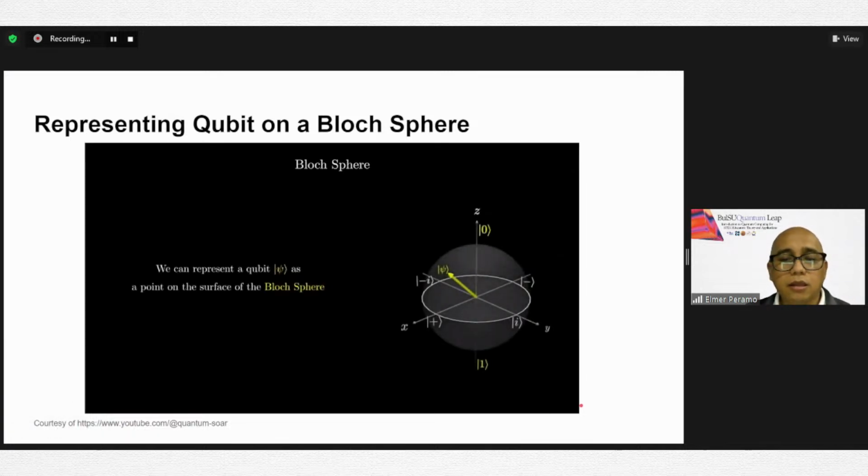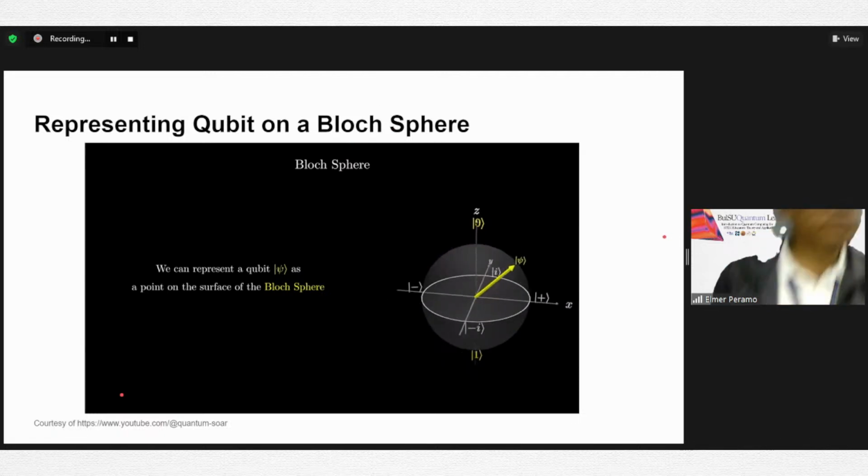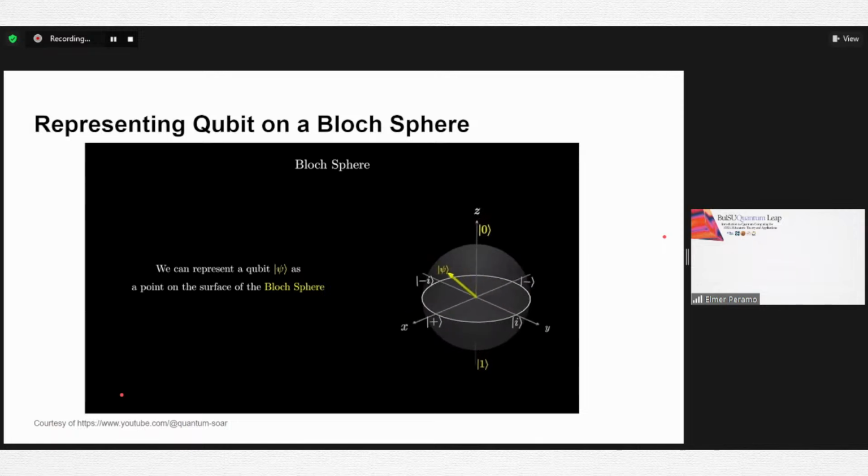We can represent a qubit graphically on what is called a Bloch sphere. On the top, we have the 0 state, and on the bottom, we have the 1 state. On the horizontal, we have the plus state, minus state, i state, and negative i state. We will discuss these in later lessons.